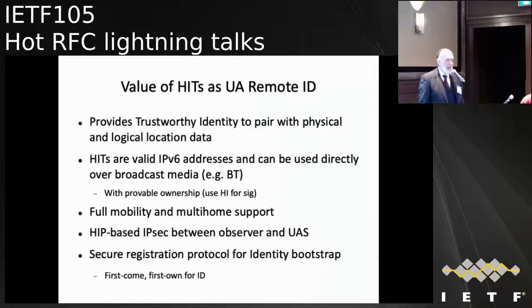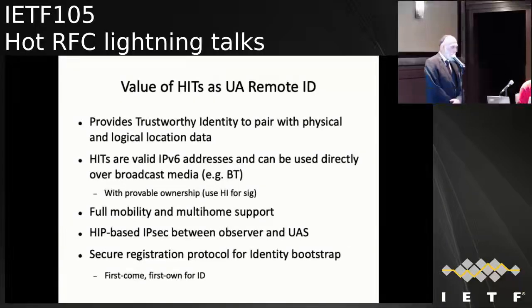Speaking with Stu and Adam, we've worked out the value of HITs as the remote ID for UAs. It provides a trustworthy identity to pair with physical and logical location data. As you know, HITs are valid IPv6 addresses and can be used directly over the broadcast media if that's what you're transmitting, like Bluetooth. Bluetooth 5 is one of the PHYs for this, with provable ownership using the HI for the signature.